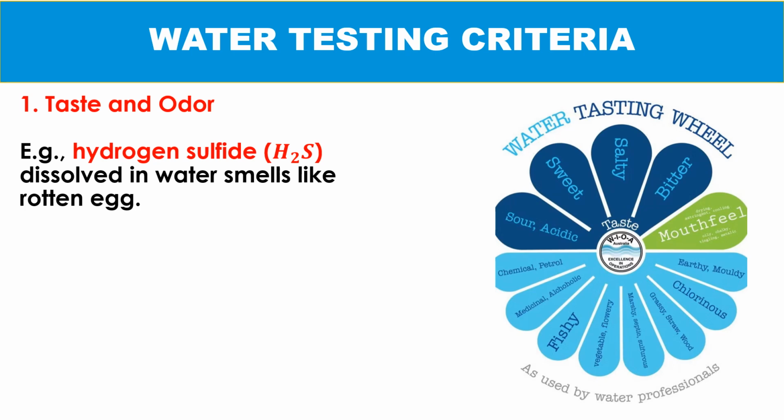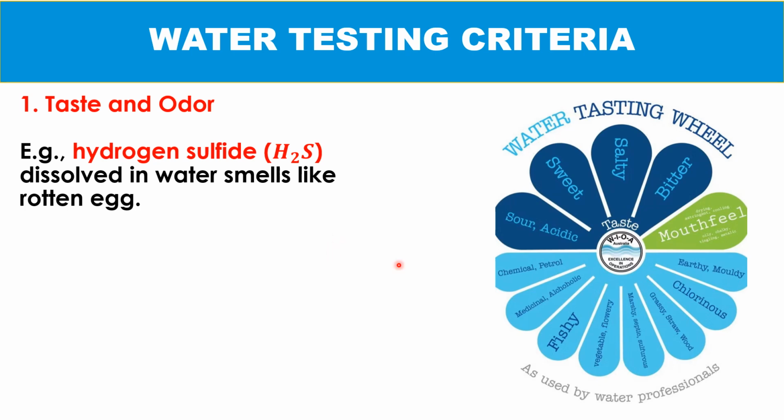So let's think about some of those criteria. Number one, taste and odor. For example, if your water has sulfur content in it, an example that I put is hydrogen sulfide over here, then you will have your water smell like a rotten egg.